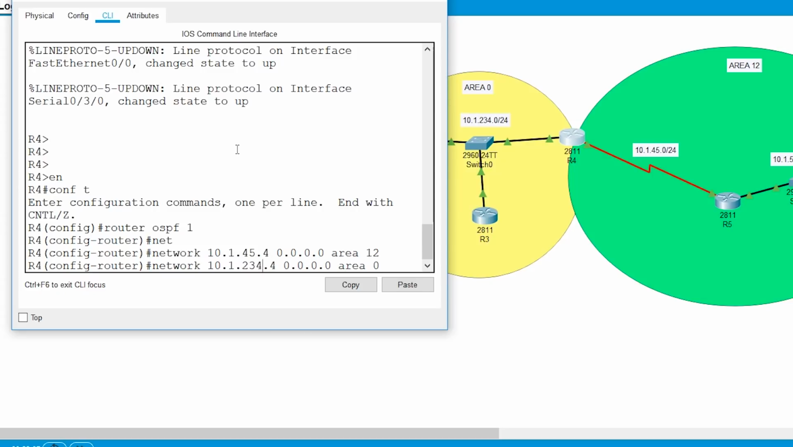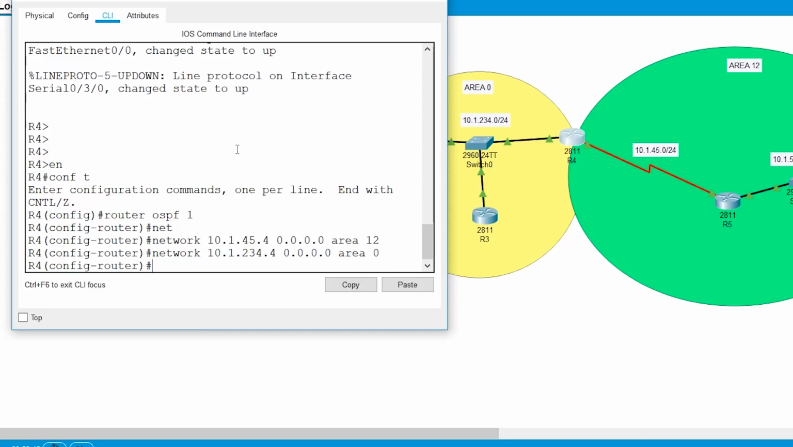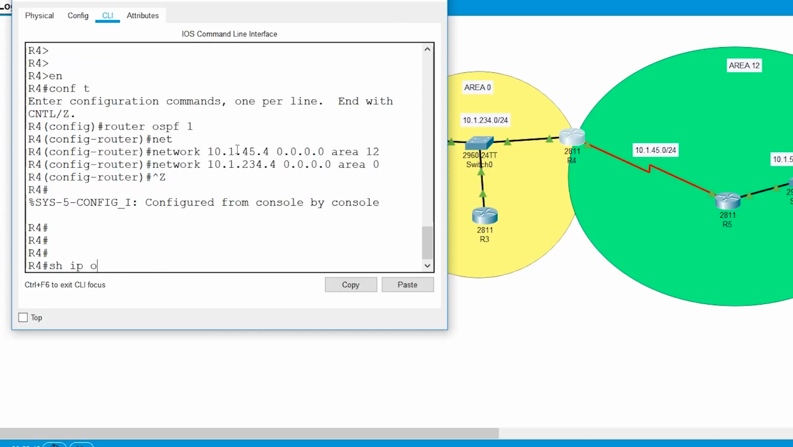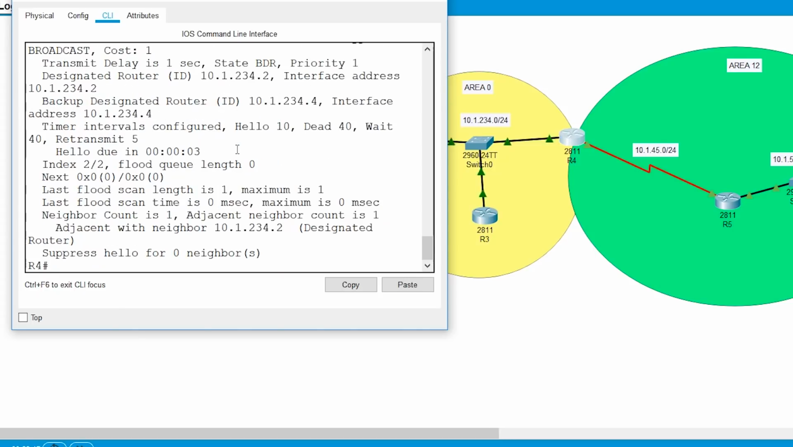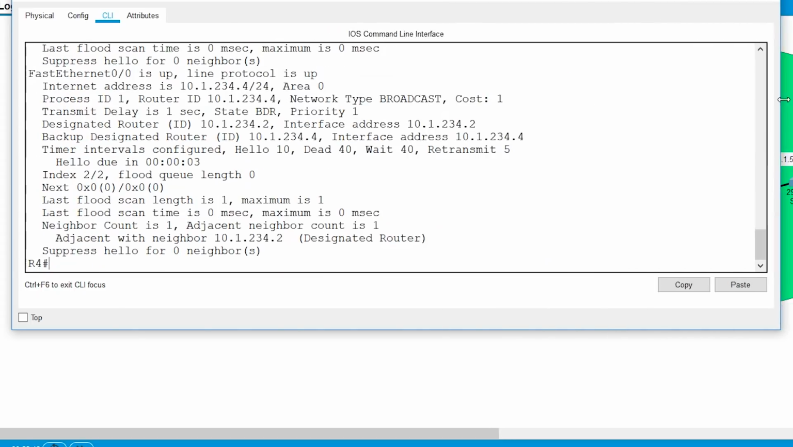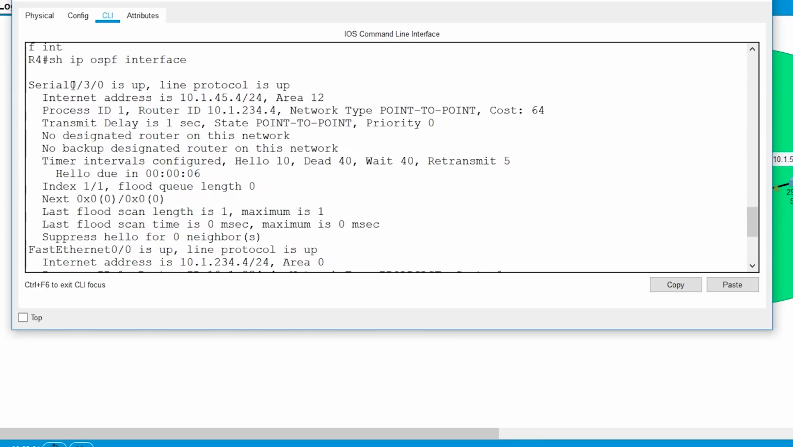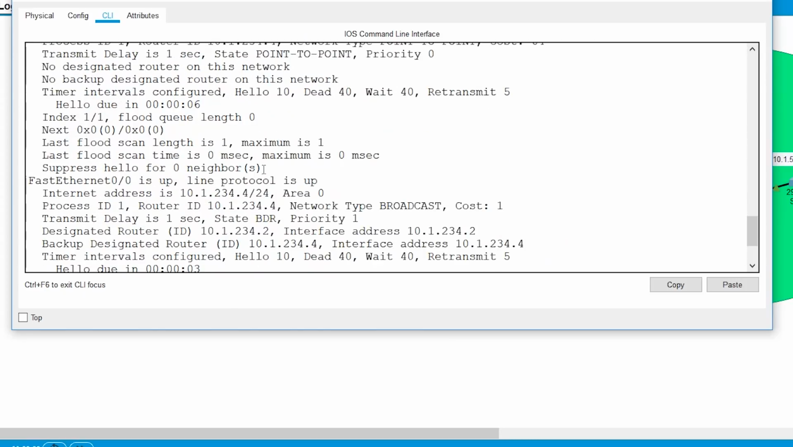This is 234, and that's area 0. We can go here, show IP OSPF interface, and we can see that OSPF is running on 2 interfaces, which is what we're expecting. Serial interface is on area 12, and fast Ethernet is on area 0.